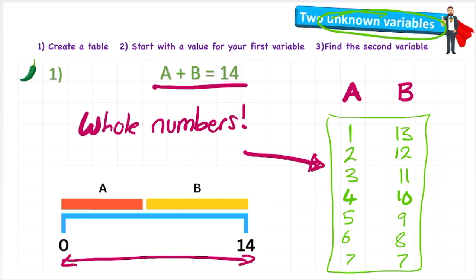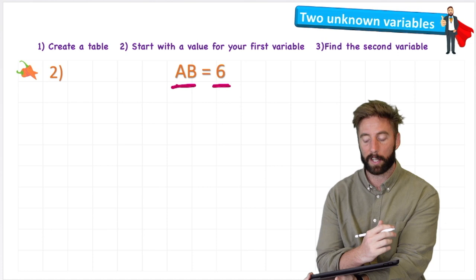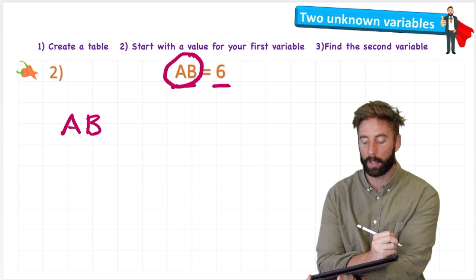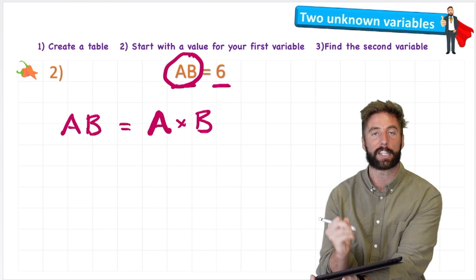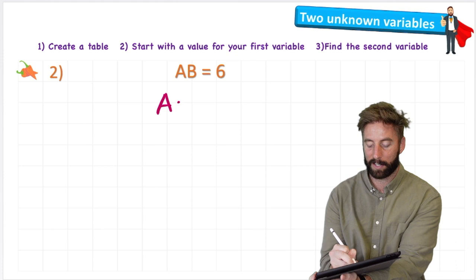Okay, let's mix things up. Let's have a look at this one here. Now, this is exactly the same principle. This is an equation where this side of our equation must be equal to this side. We're again going to start to use a table. But first of all, let's just think about what this means. If we have two variables next to each other without any operation sign between them, what it's actually saying is that we're using multiplication. So this would actually be A times B. It's like a little algebra trick. We don't need to show multiplication. We can just put our variables next to each other. So this equation basically says A times B equals 6.